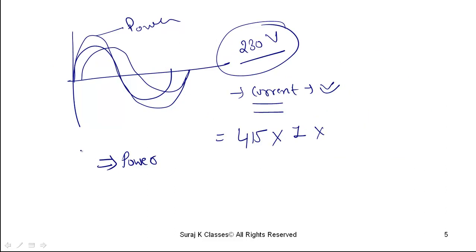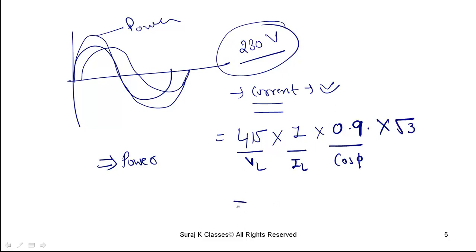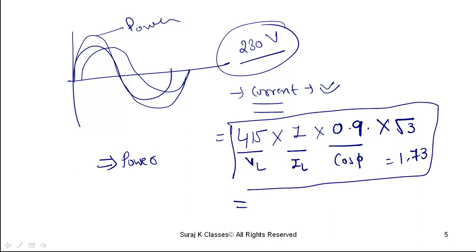Okay, so now let's assume the cos phi is 0.9, and the circuit is 415 volts, 1 ampere. It is actually VL, it is actually IL, this is actually cos phi, so root 3 would come here. Root 3 is nothing but 1.73. So by the multiplication of all these four terms, you can have the value of power. So this is the easiest way to understand and to calculate the power.